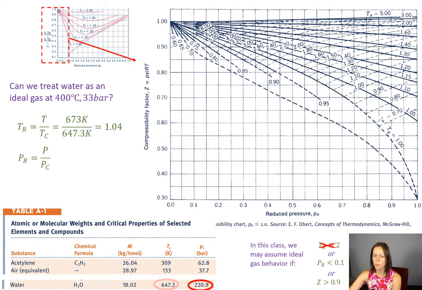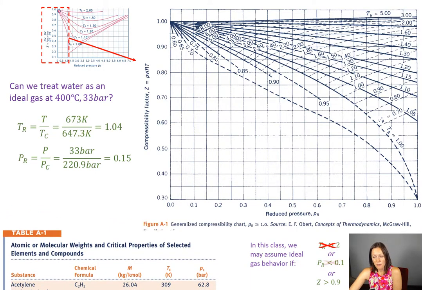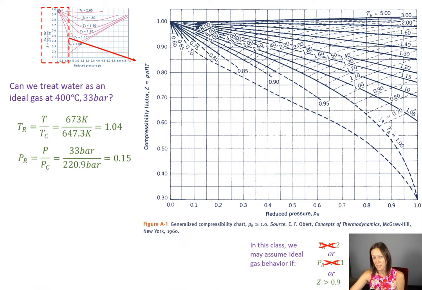Our reduced pressure is the pressure divided by the critical pressure, and it looks like in A1 my critical pressure is 220.9 bar. So if I plug that in, my units need to cancel out, because those reduced temperatures and reduced pressures are unitless parameters. Looks like I've got a reduced pressure of 0.15, so according to my rules, that's not really enough. But not all hope is lost. I've still got one condition I can check.